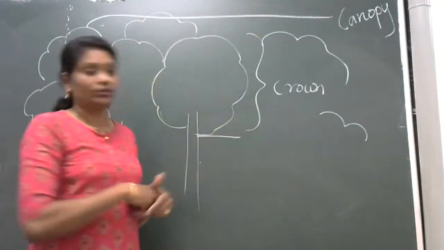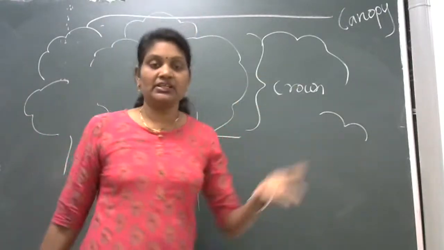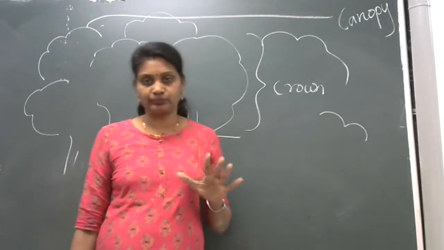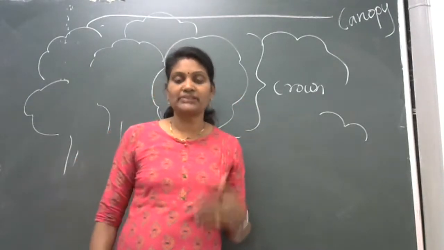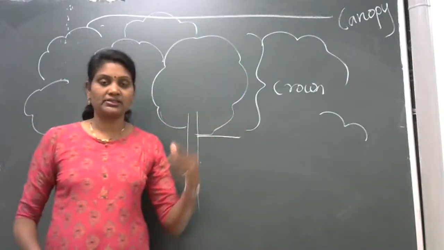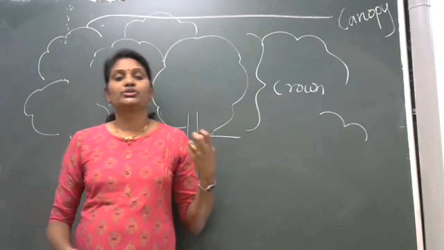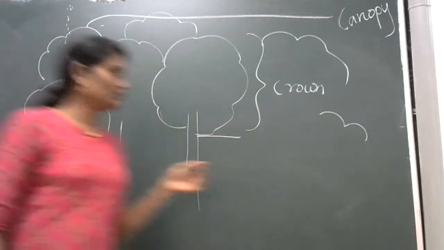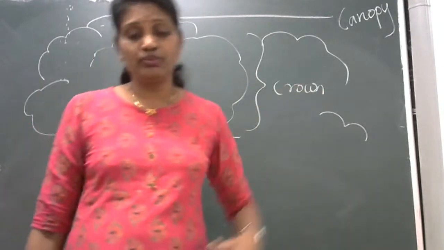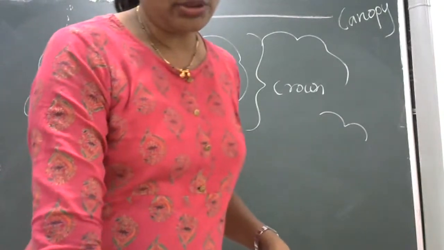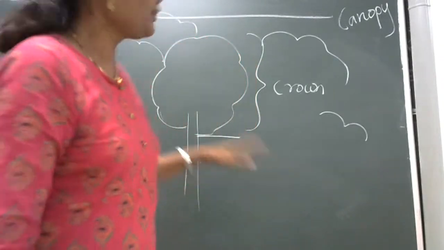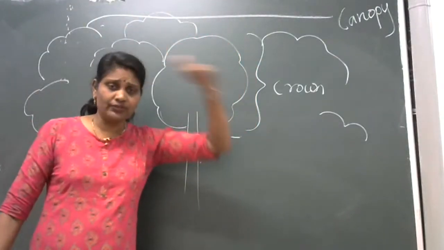So, students, in the beginning I showed you how the plants are divided into the parts, that is the trees, the shrubs and the herbs. Now we will see here about the levels of the plants. You can also see it on page number 209.